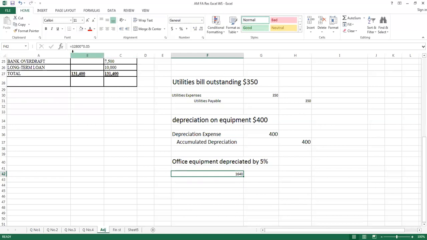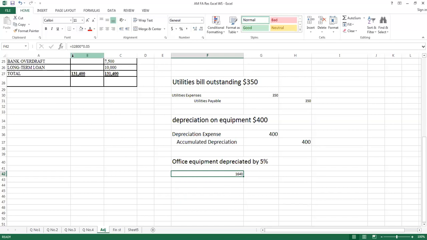So again, check. I'm taking the office equipment value, which is 32,800. 5% will be converted into the decimal 0.05, so the resulting amount is 1640. Once you have computed this amount, this entry is similar to what you recorded before. There, depreciation was given as an amount: $400 was given, and you simply put this in terms of debit and credit. Over here, the only thing changing is that rather than giving an amount, they are providing depreciation in terms of percentage.